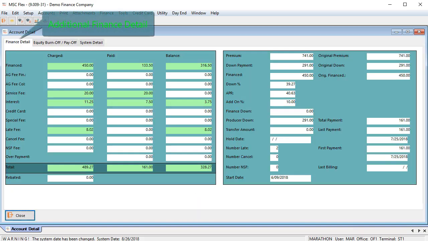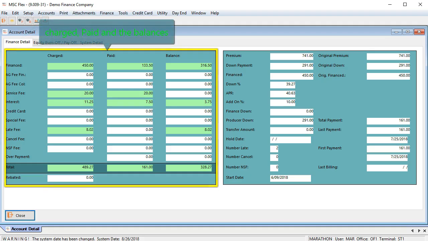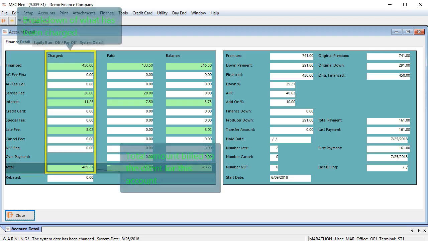The Finance tab displays additional detail about the finance account. This is a complete breakdown of what has been charged to the client, what has been paid by the client, and what are the client balances. This is the breakdown of what has been charged. The total is the total amount the client has been billed from this account.